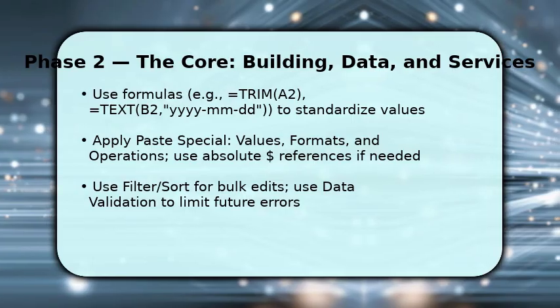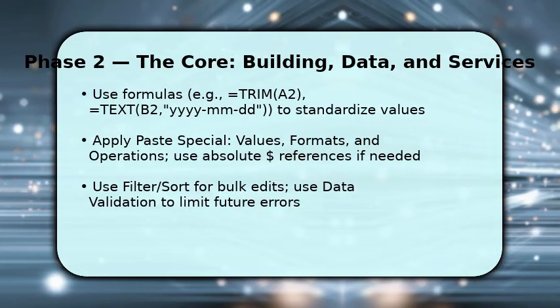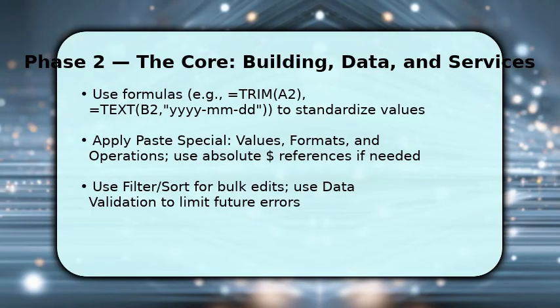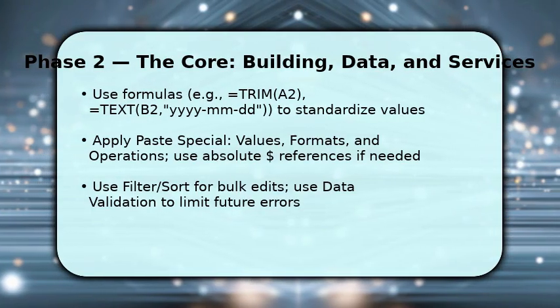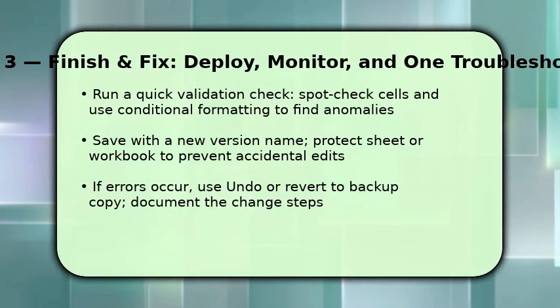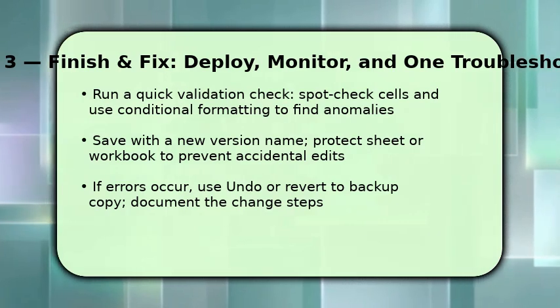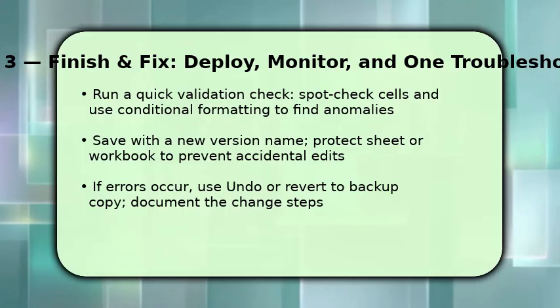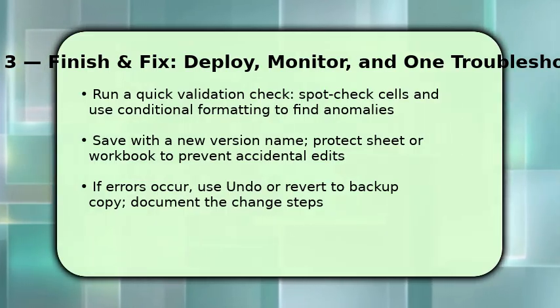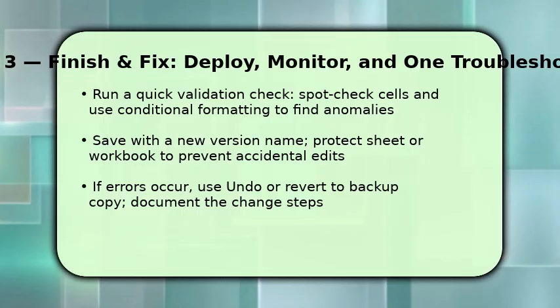If changing many rows, filter the range and apply changes in batches. This reduces mistakes and lets you verify a sample before committing. You finish by validating and securing your work. First, spot check several samples and use conditional formatting to highlight outliers or unexpected blanks.